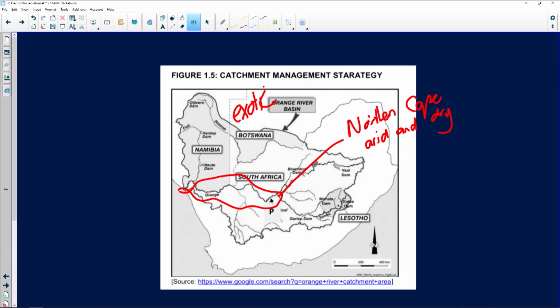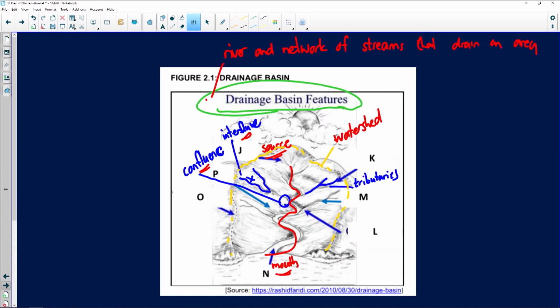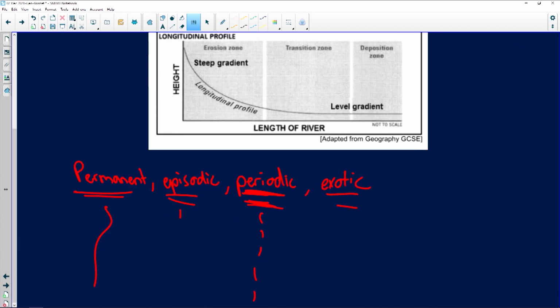So it doesn't actually get its water from this region, but where does it get its water from? From the high-lying areas of Lesotho. The majority of the water for the Orange River comes from high rainfall areas. So we say it's exotic because the majority of the course of the river is through a very arid and dry region. So that's exotic. Now, that's our different types of rivers.